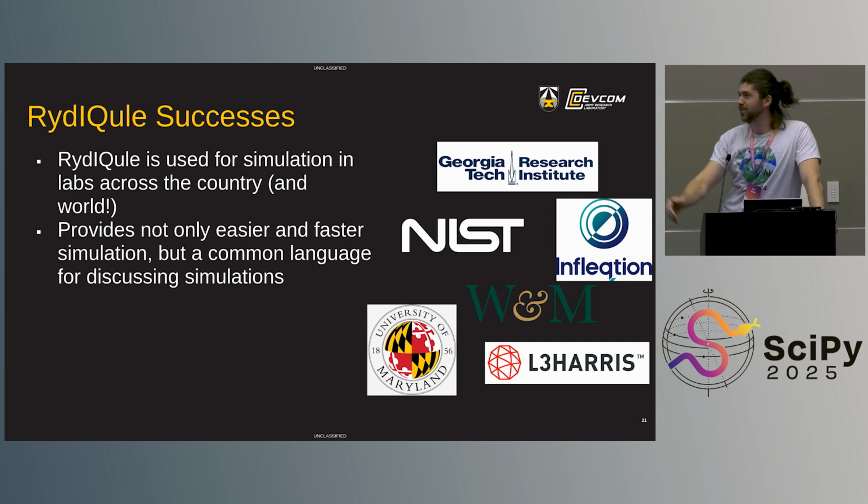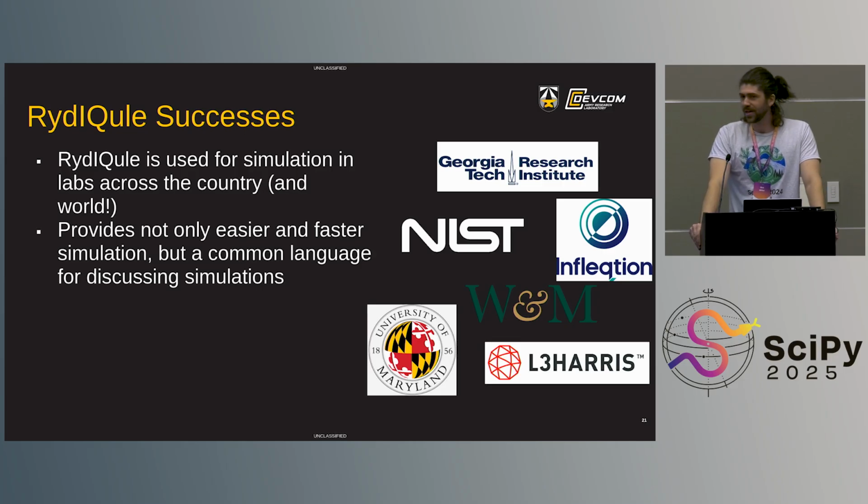So Rydiqule has been pretty successful. We released it relatively recently, and it's being used. I just went on Google Scholar and looked at some of our citations and picked some of the institutions that people citing us were working at. There's a group I know for a fact at NIST that we've actually talked to before that's using it. So a couple companies, a couple university settings.